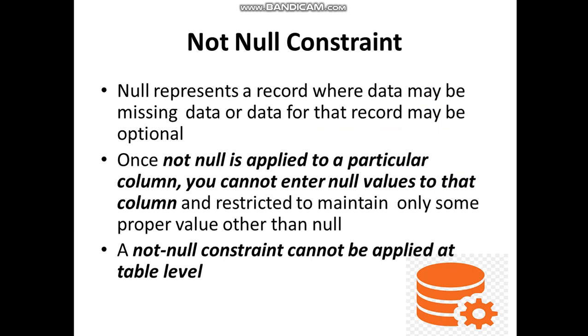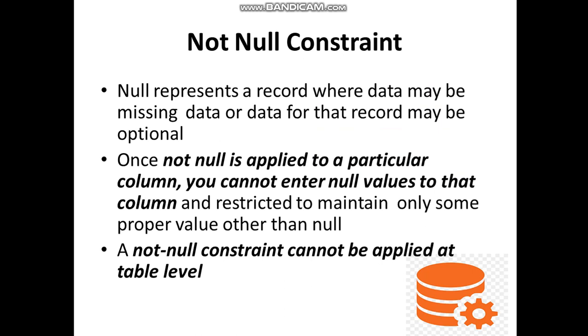Next constraint is not null constraint. Null represents a record where data may be missing or data for that record may be optional. Once not null is applied to a particular column, you cannot enter null values to that column, and it is restricted to maintain only proper values other than null.